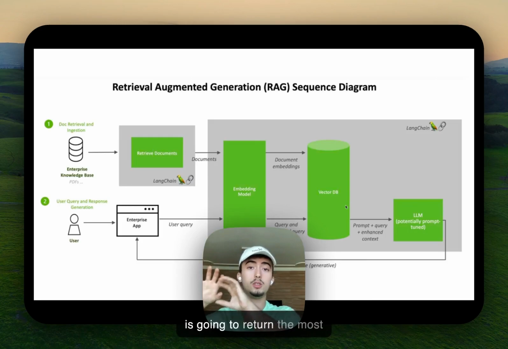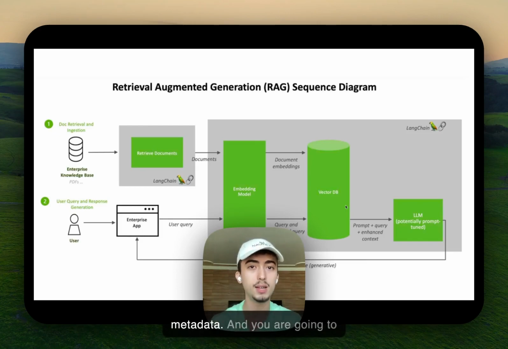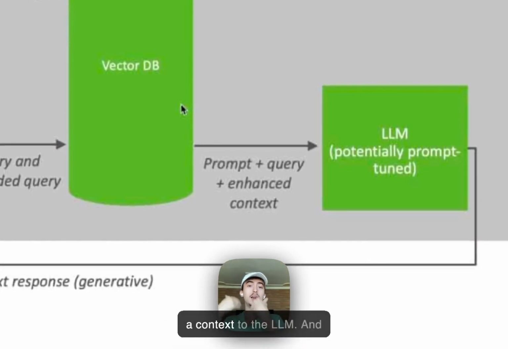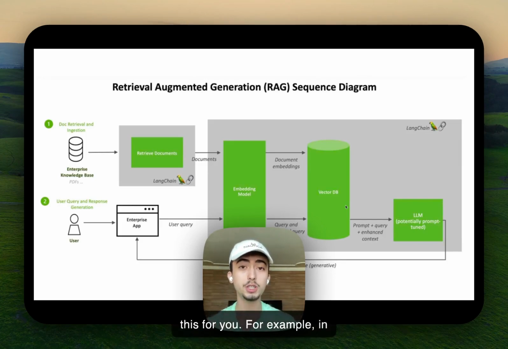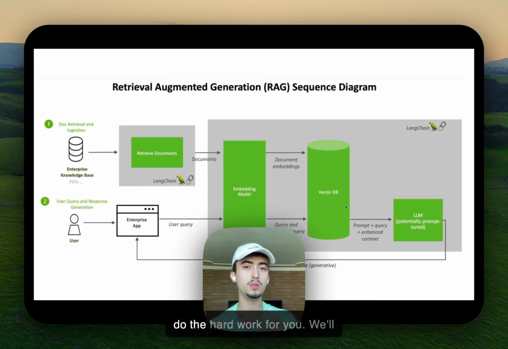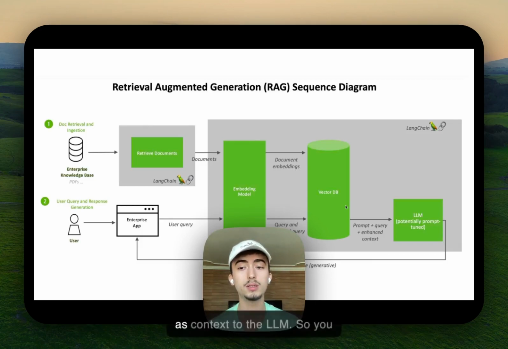The vector database is going to return the most similar documents, maybe with some page information or some metadata. And you're going to use this metadata to give it as a context to the LLM. And usually the framework will do this for you. For example, in LangChain, we have retrievers, which we can convert our vector databases to. And those retrievers will do the hard work for you. They will retrieve the most relevant documents. You'll usually give them the query, and it will use it as context to the LLM.